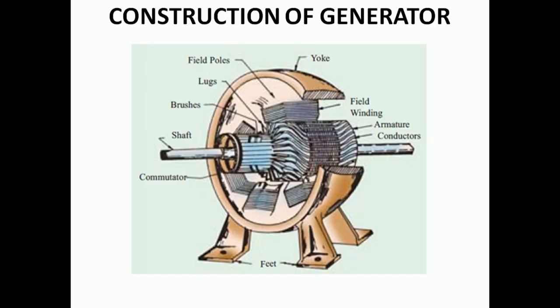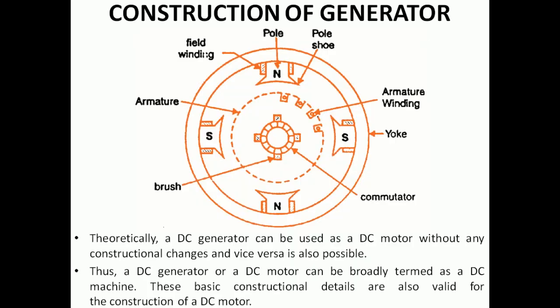Theoretically, the construction of DC generator is same as that of the construction of DC motor. So in general we can say that we are going to study about the construction of a DC machine. Students are having a pre-assumption that DC machine is a term which is being used only for DC motor, but it's not like that. DC machine is the term which is commonly used for both DC generators as well as DC motors.